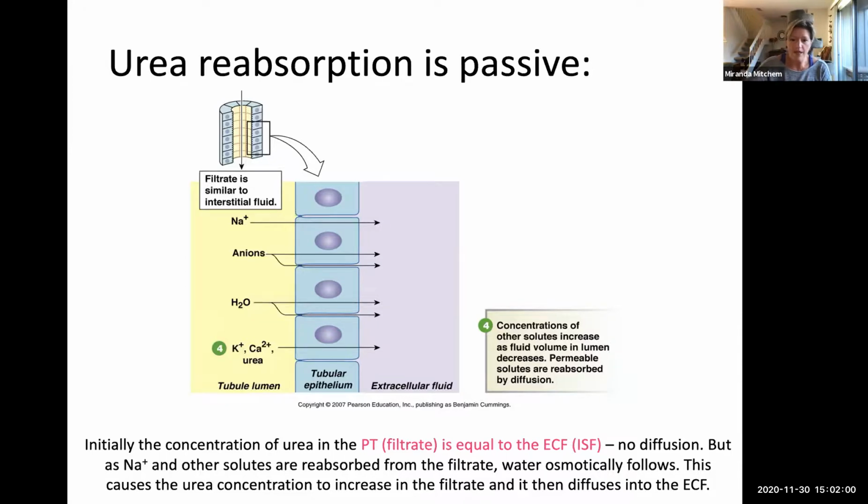So what happens is once the sodium goes through and the other ions and solutes are reabsorbed, water is going to flow because of osmosis. And that is what affects the urea concentration. Once water moves out, the urea concentration is going to increase in the filtrate, and now we have a gradient and it can diffuse out.